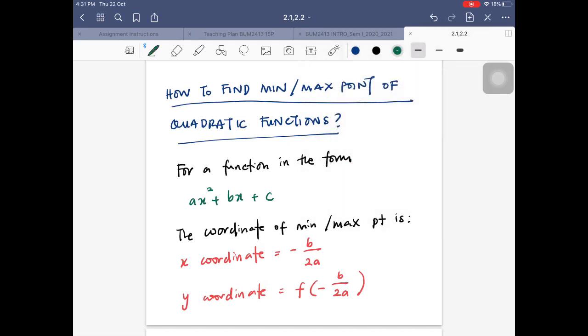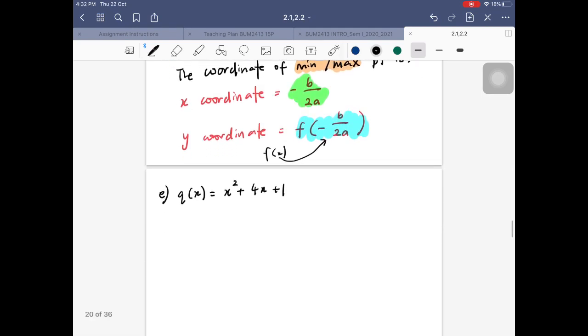Okay, so if I have a function in the form of ax squared plus bx plus c, and I want to know the minimum or the maximum point of my quadratic function, remember when we have coordinates and we want to locate the position, we have x and y coordinates. So the x coordinate is going to be given by negative b over 2a, right? And when you want to find the y coordinate, you simply substitute the value of negative b over 2a into the function. So instead of having f of x, that x is going to be replaced by negative b over 2a. So the value we find is going to be a number now.